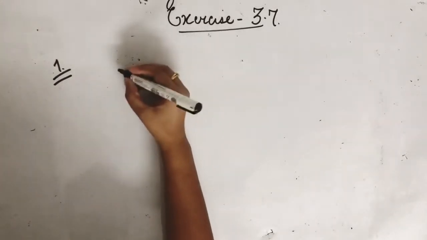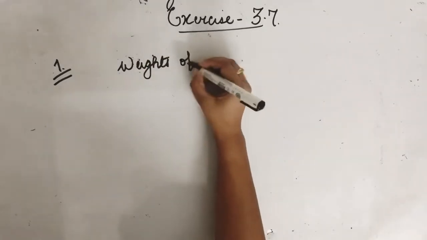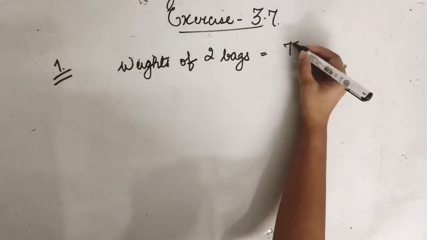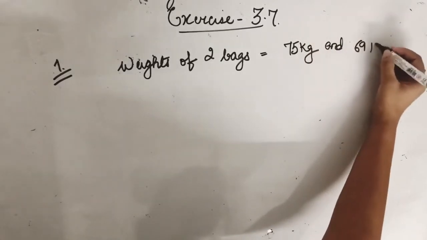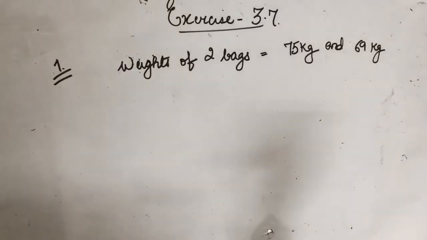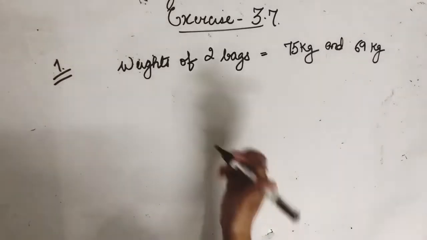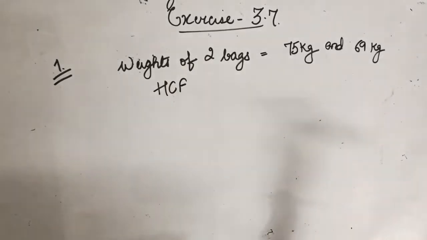Like weight is given, weights of 2 bags are given, 75 kg and 69 kg. You have to find maximum value which is the factor of both these numbers. So what you will find is HCF of 75 and 69. How will you find? You can either find by division method or prime factorization.